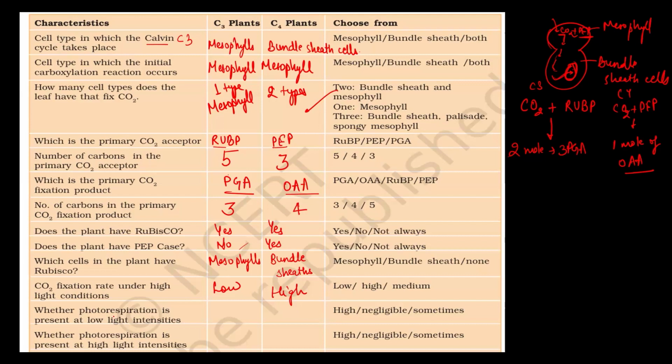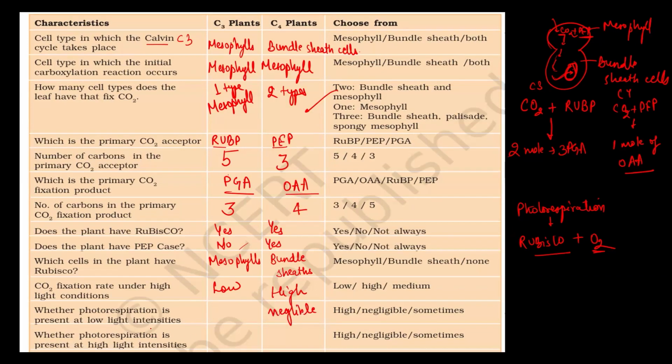Now the next point is whether photorespiration is present at low light intensities. So when does photorespiration occur? Photorespiration occurs when rubisco, this enzyme, binds to O2, right? But we know that in the case of C4 plants, rubisco does not get any oxygen to bind. So whether light intensity is low or high, this C4 plant will never undergo photorespiration. Here it will be negligible.